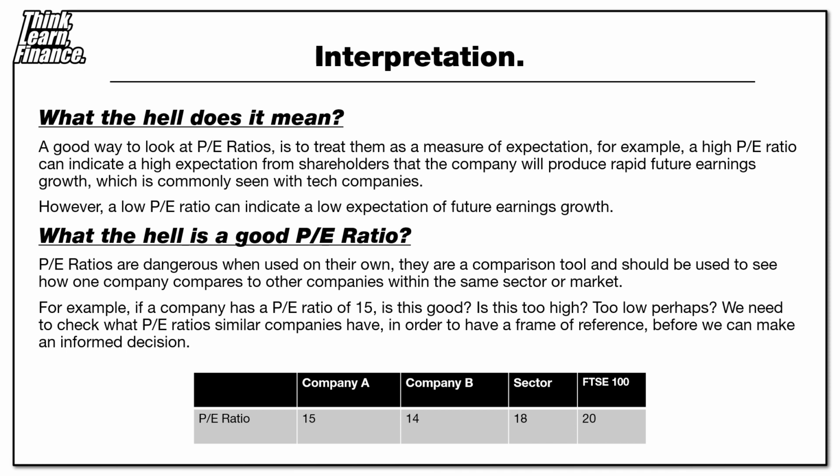This shows us that Company A has a higher expectation for future earnings growth compared to Company B. However, when compared with the sector and the market, there are potentially other companies with higher growth potential. This can help us form a decision as to whether we want to purchase Company A over Company B, for instance, or maybe turn our attention elsewhere entirely and look into the wider market for opportunities.